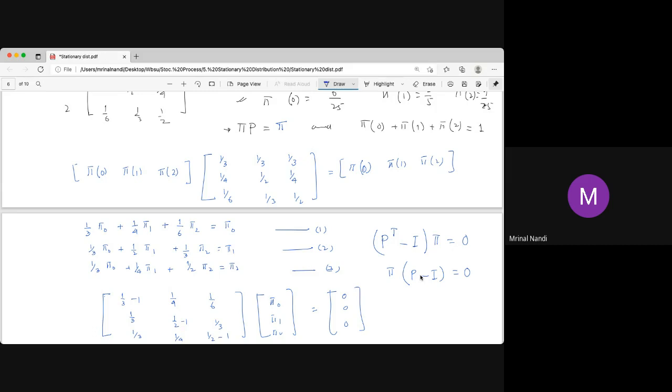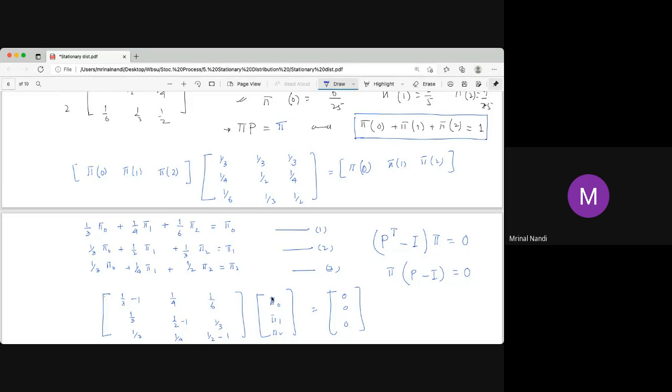Now the question is whether this homogeneous system of linear equations has a solution or not. Yes, it always has a solution because it is homogeneous. So pi 0 equal to 0, pi 1 equal to 0, pi 2 equal to 0. But it can't be a solution. Why? Because pi 0, pi 1, pi 2 cannot all be 0, because the sum is 1. There is one more equation: because they are probabilities, a PMF, the sum must be 1. So this system has a solution, but it does not satisfy this.